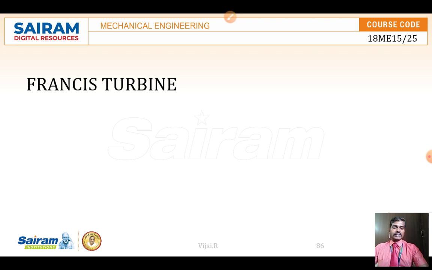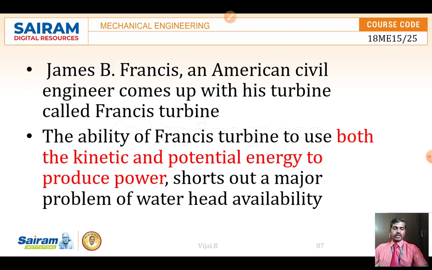First of all, how the Francis turbine came about and who the inventor is: James B. Francis, an American civil engineer, designed this type of turbine. So on his name it's called the Francis turbine, and it uses both the kinetic and the potential energy for producing electricity.